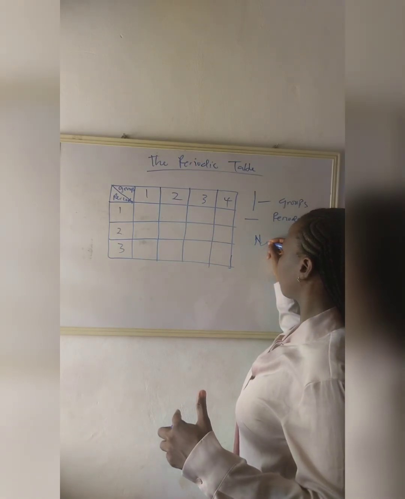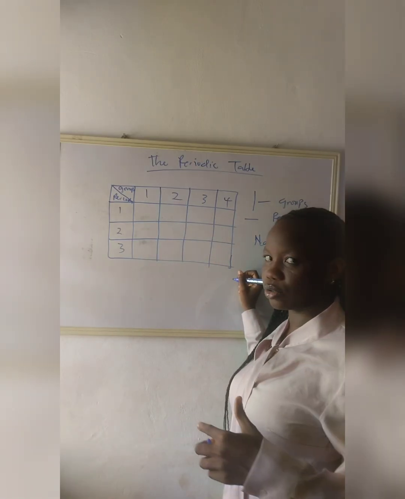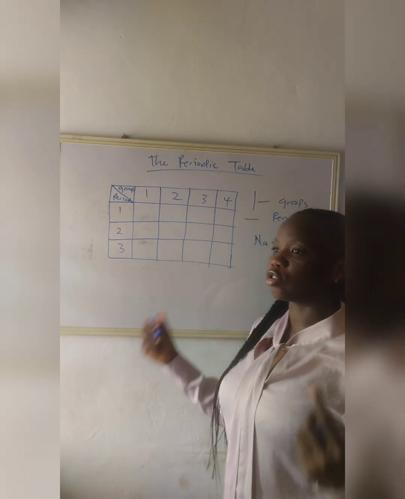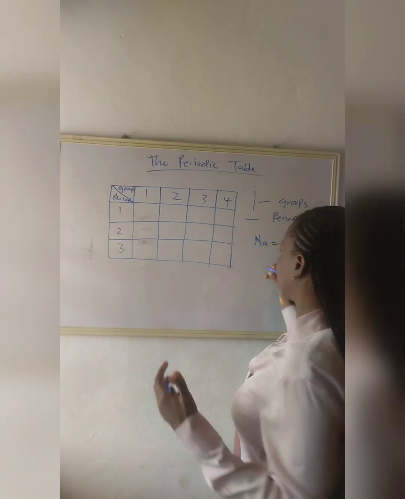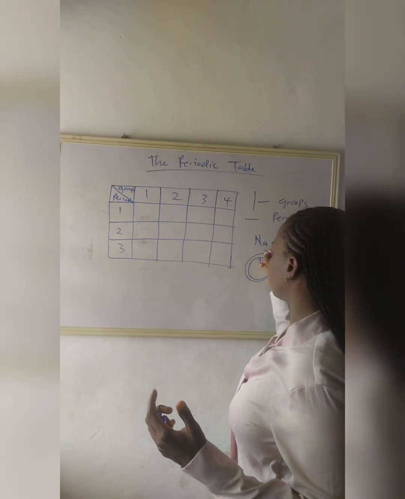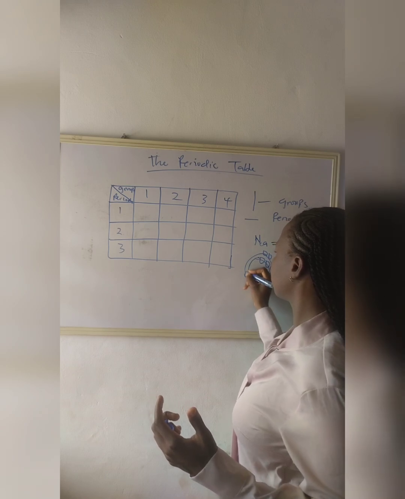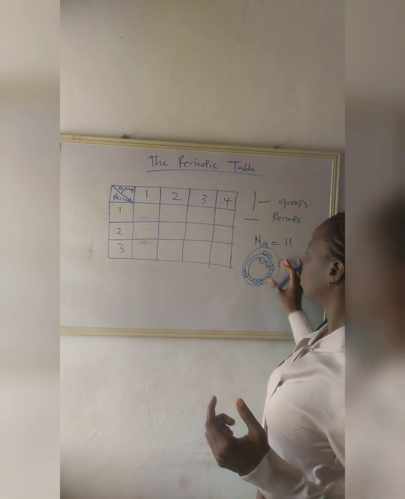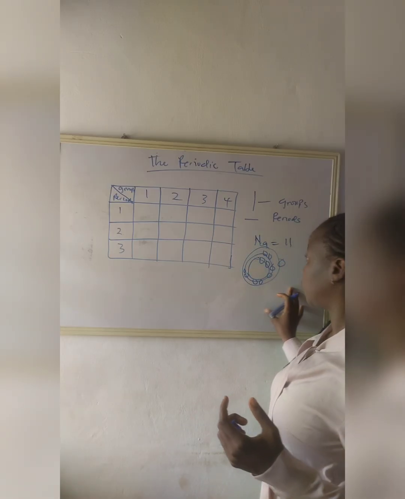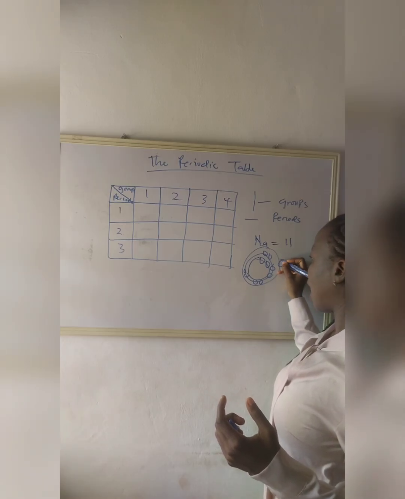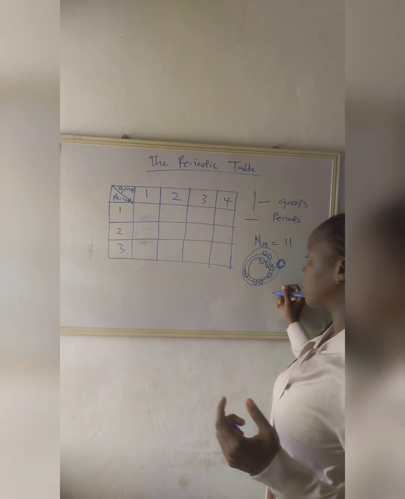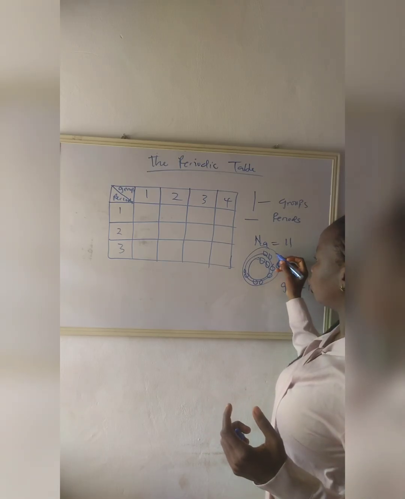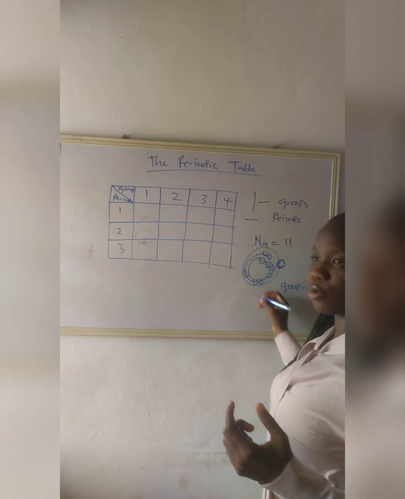Now sodium has 11 electrons, meaning sodium has atomic number 11, and if we are using electronic configuration to arrange our elements, then the first shell takes 2 electrons, the second shell takes 8, and then the last shell takes 1. So the number of electrons on the outermost shell depicts the group, and we have just 1 electron on the outermost shell, meaning that sodium will be in group 1. And the number of shells we have is 1, 2, 3. So sodium will be in what? Period 3.